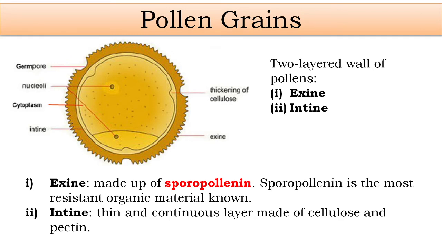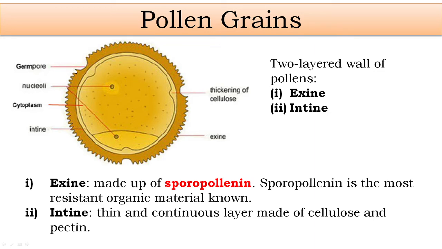Because of the exine, the pollen grain becomes really tough, right? So inside, the male gametes can survive for a very long time. But at certain regions there are pores known as germ pores, where the sporopollenin is absent.